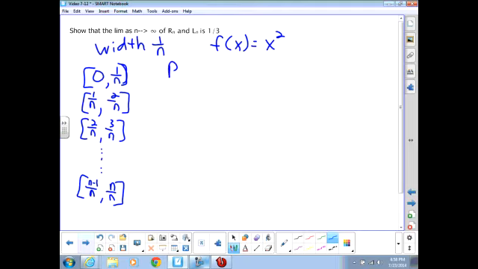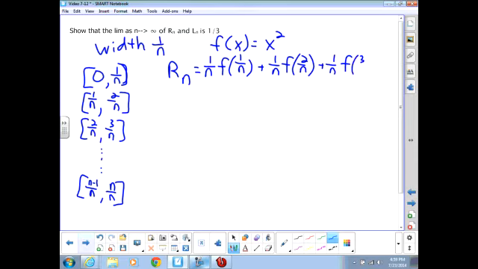So to find r sub n, what that's saying is adding up all of your rectangles using heights being the right-hand endpoints. Every single rectangle will have a base of 1/n, and then a height of f of whatever the right-hand endpoint is. So the first one will be f of 1/n, times a base of 1/n. The second one will be f of 2/n, because that's the right-hand endpoint in our second interval. And then we'll do plus 1/n times f of 3/n.